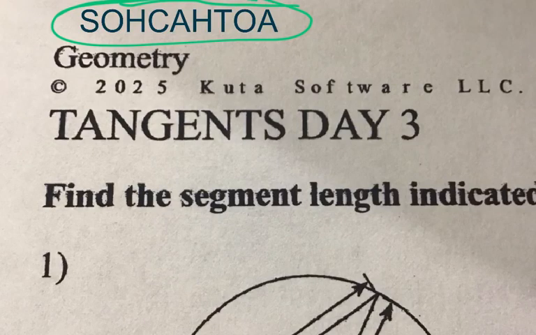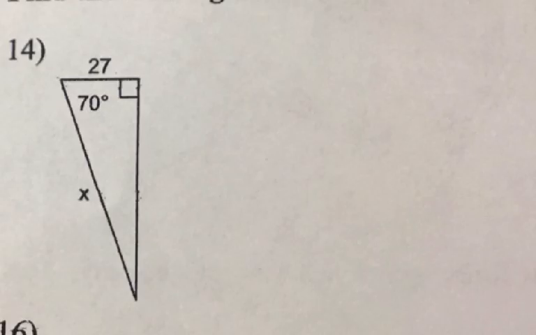Okay, guys, let's review some SOHCAHTOA. Seriously, if there's one thing you better know how to do from IM2, it's SOHCAHTOA. It's going to come up again next year in IM3. So here we go. As you can see, I have a right triangle.